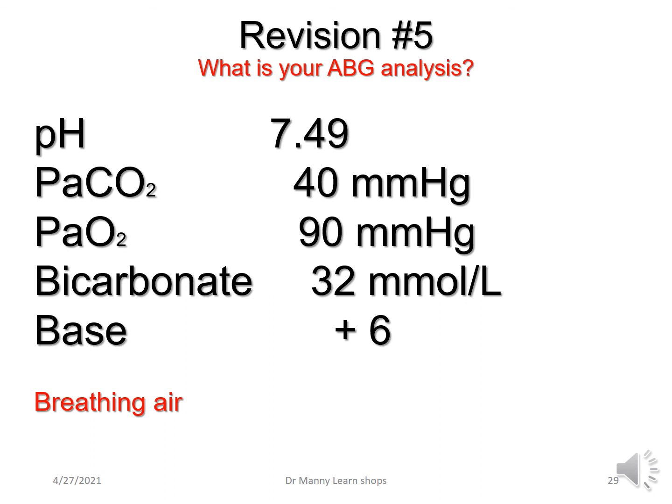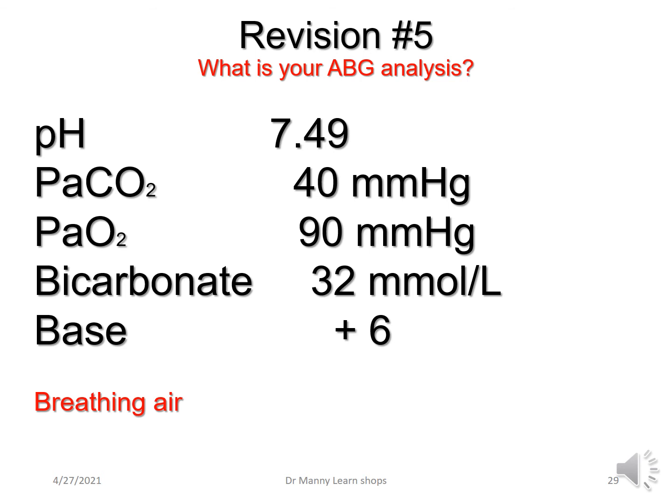Last one, I think. pH 7.49, PaCO₂ 40, PaO₂ 90, bicarb 32 millimoles per litre, base +6. Once upon a time there was a pH and it wasn't normal. So does it indicate acidemia or alkalemia? Well, this one indicates alkalemia because it's more than 7.45. The PaCO₂ is normal. The PaO₂ is normal. They're euoxic. They're breathing room air.